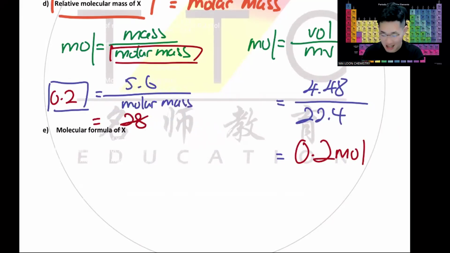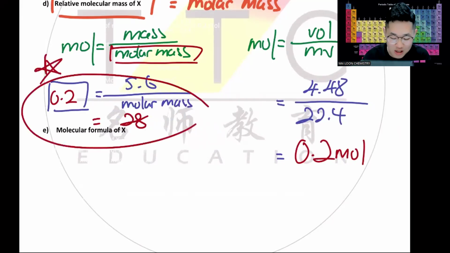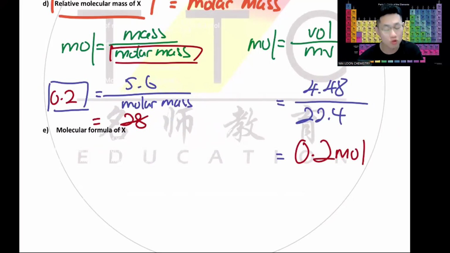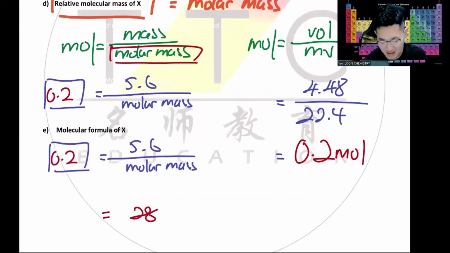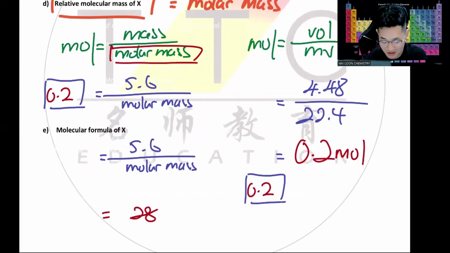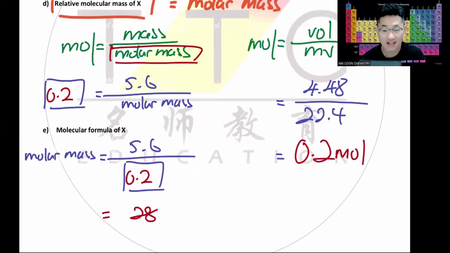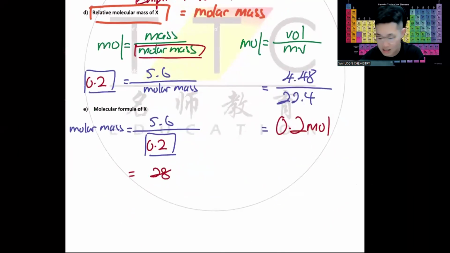Now you know. Okay, I put a star, y'all. This one, if you do know how to do this, you put a star. Okay, then guys, what's the unit? What's the unit for molar mass? How to get 28? 5.6 divide 0.2. You move it here means divide. Okay. The unit for molar mass is gram per mole. Very good.